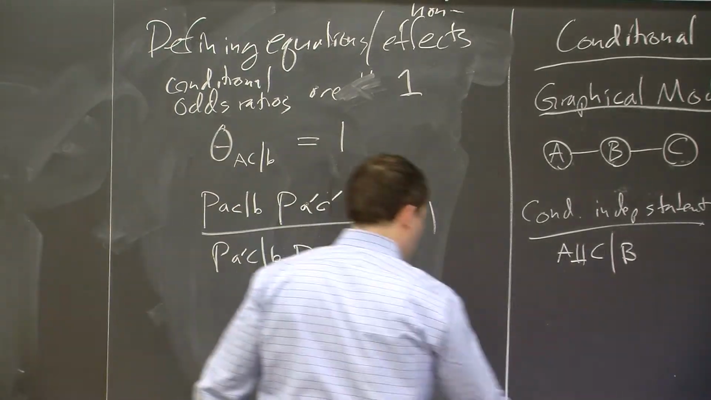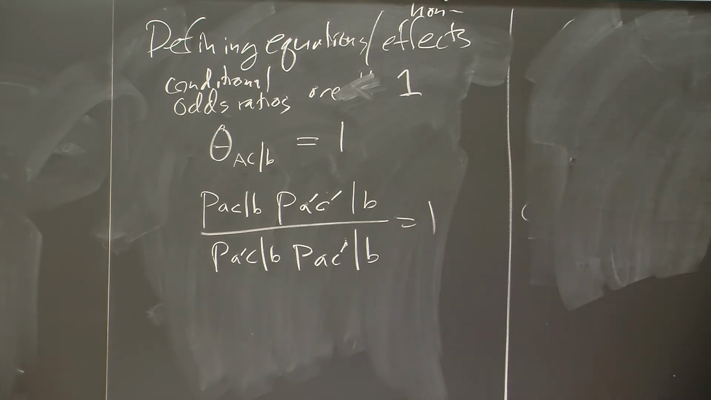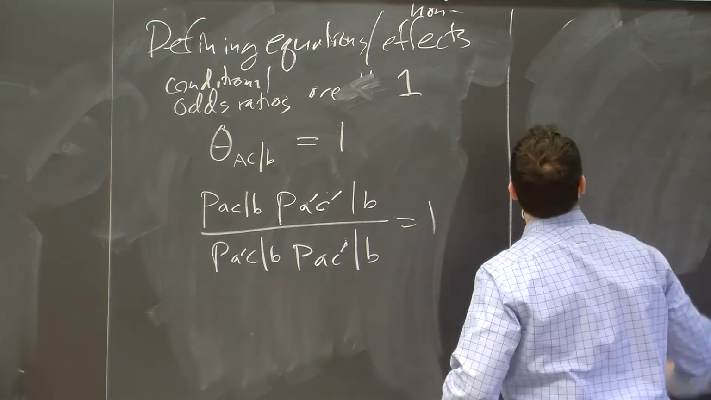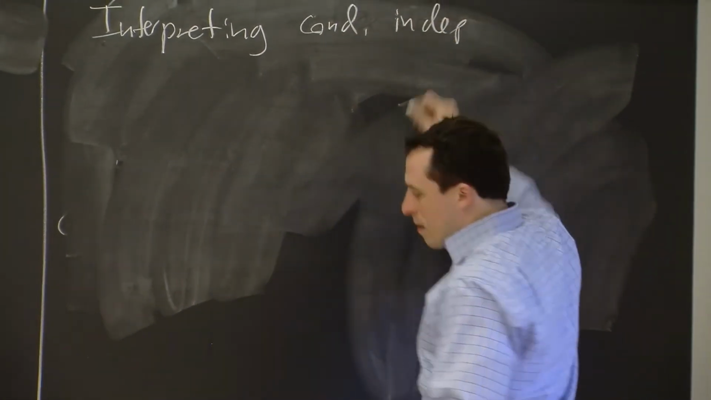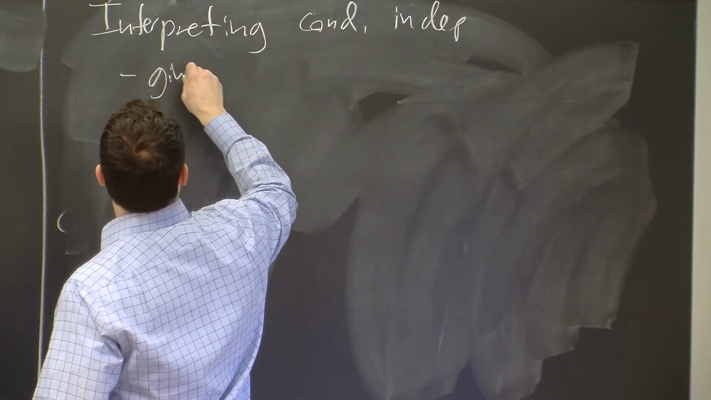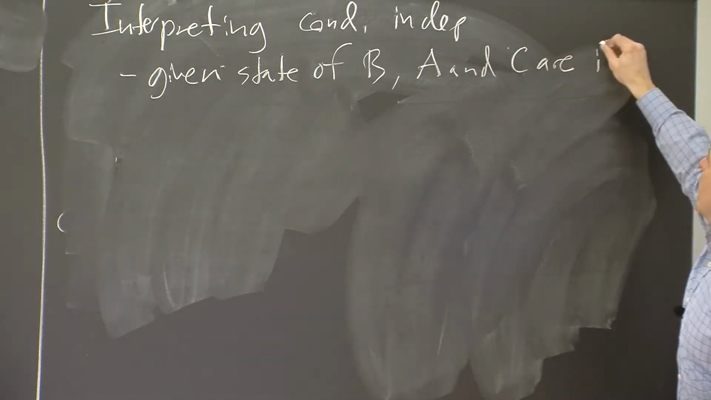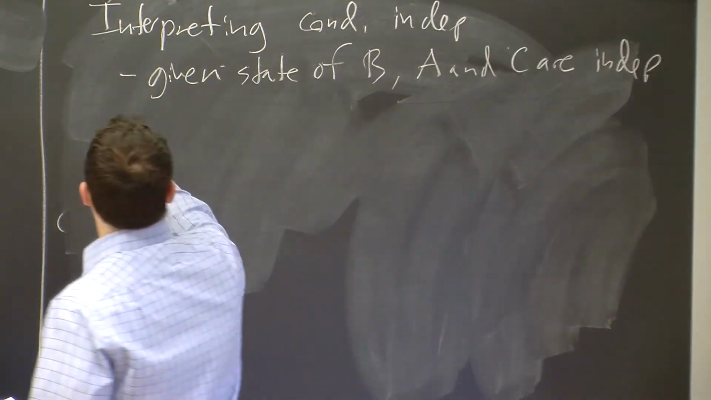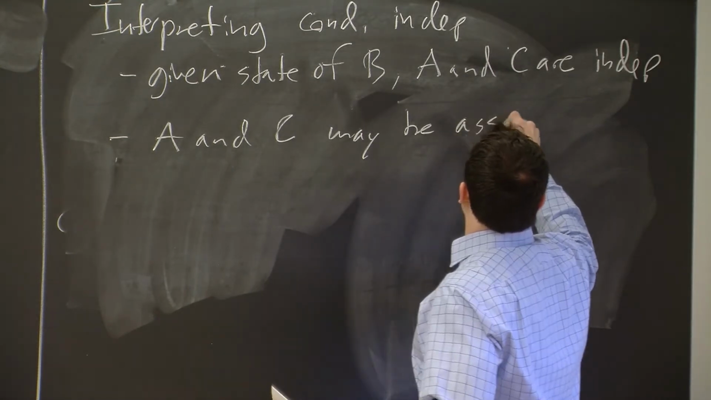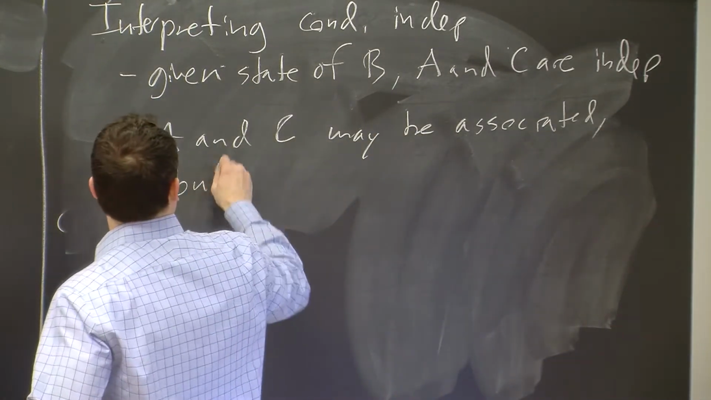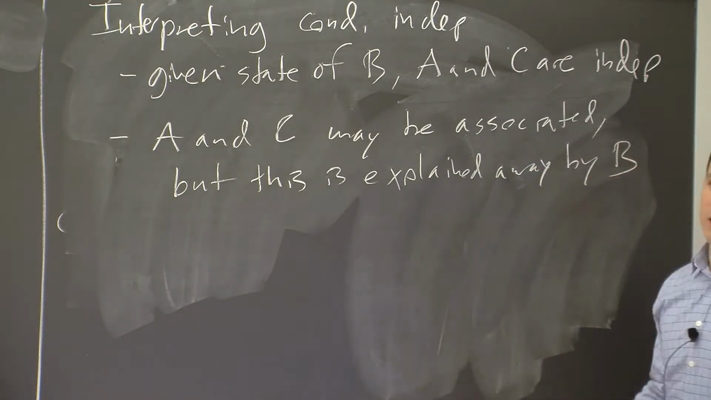Okay. So I want to say a few words about interpreting conditional independence. Hopefully you have some intuition already from what I've said, but before I give an example, let's say a few more words. So some phrases: given the state of B, A and C are independent, just in the usual probabilistic notion of independence. A and C may be, not necessarily are, but they may be associated, and this is explained away by B. Once I understand B, the association disappears.